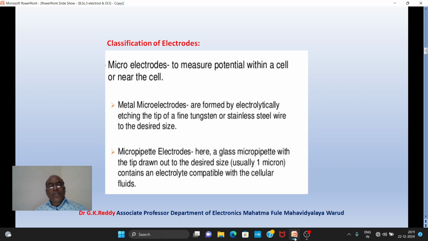Then micropipette electrodes. Here a glass micropipette with the tip drawn out to the desired size contains an electrolyte compatible with the cellular fluids. Generally, its size is about 1 micron.